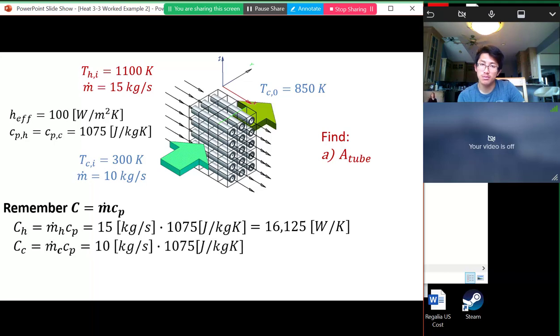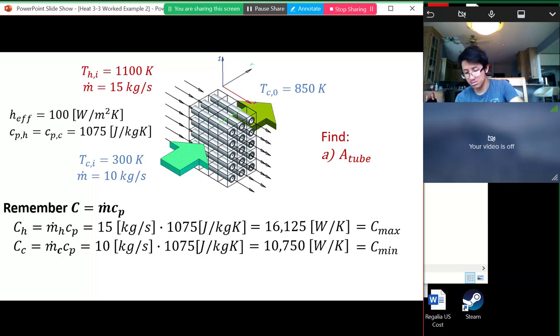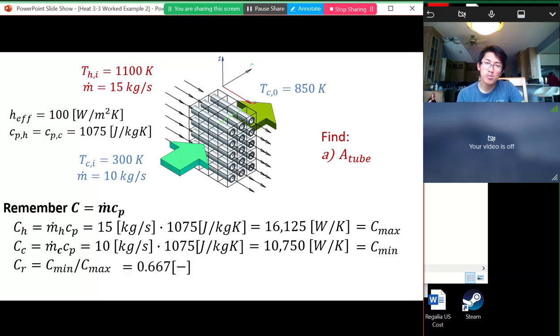Now my big C on the cold side, I can do the same thing, but now my mass flow rate is only 10 kilograms per second. So I get a smaller value on my cold side. So big C max is the bigger number here, and big C min is the smaller number. And then I need to find CR, the ratio of these two things. It's always less than 1, so it's going to be big C min divided by big C max. And in this case, it's 2/3. So this is nice. I have my values for all my big C's.